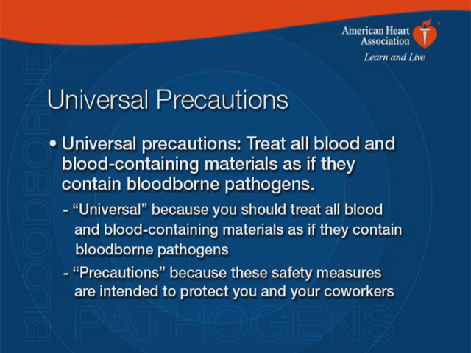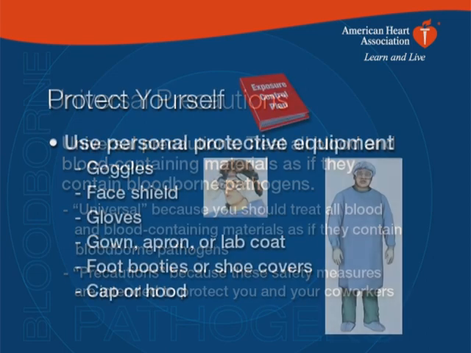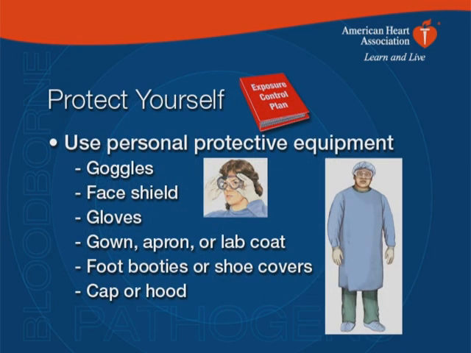Universal because you should treat all blood and blood-containing materials as if they contain bloodborne pathogens, and precautions because these safety measures are intended to protect you and your coworkers. If you must help someone who is bleeding or be around blood or blood-containing materials, there are things you should wear to protect yourself. This personal protective equipment may include goggles, face shield, gloves, gown, apron, or lab coat, foot booties or shoe covers, and a cap or hood.